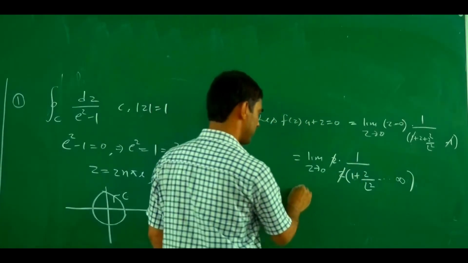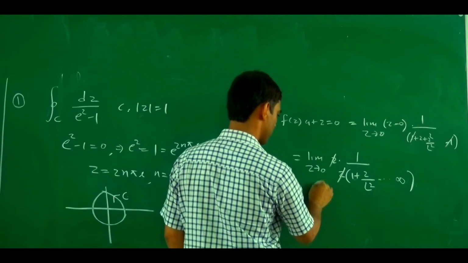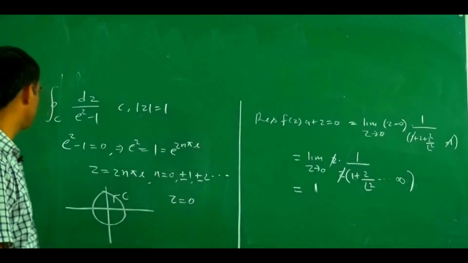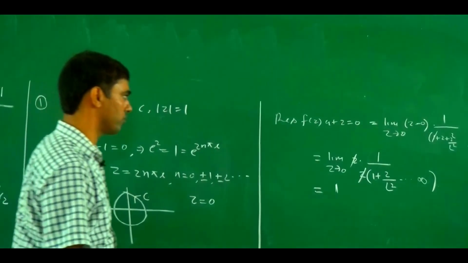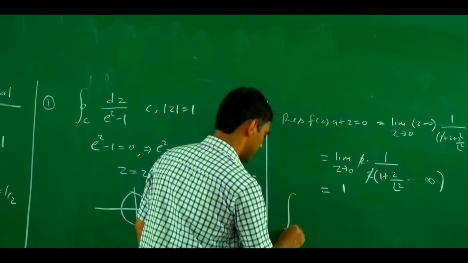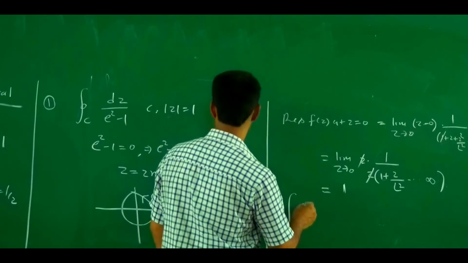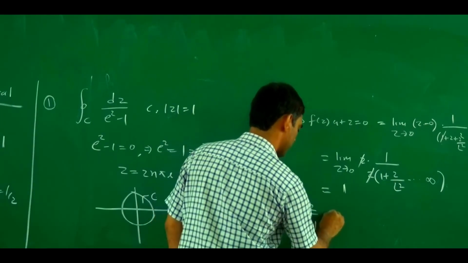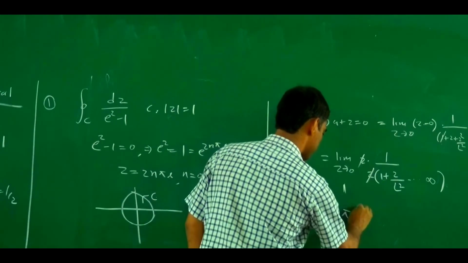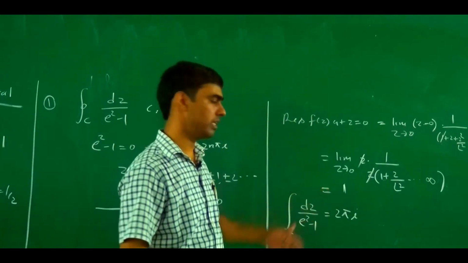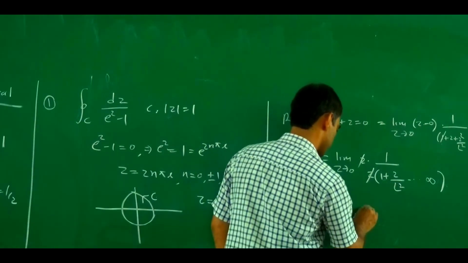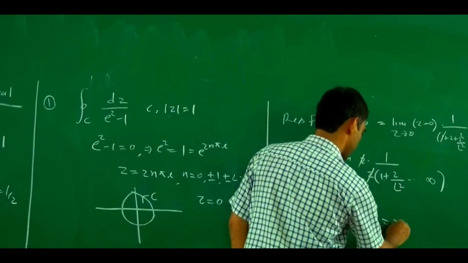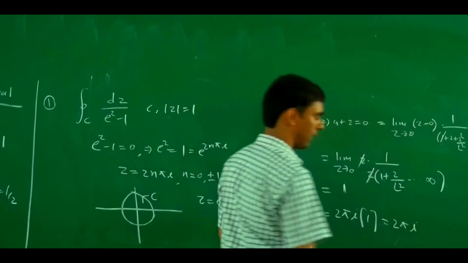So what is the value for S2? Value for S2 becomes 1. So with the help of the Cauchy residue theorem, what is the value of the integration? Integrate over C dz upon e to the power z minus 1 equals what? 2 pi i into the sum of the residues. Here the residue at 1 is what? 1. Residue at z equal to 0 is 1. So what is the value? Value becomes 2 pi i.